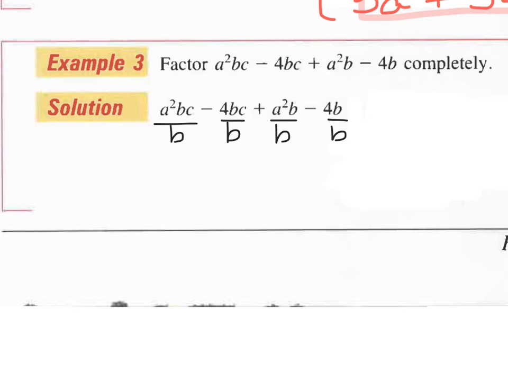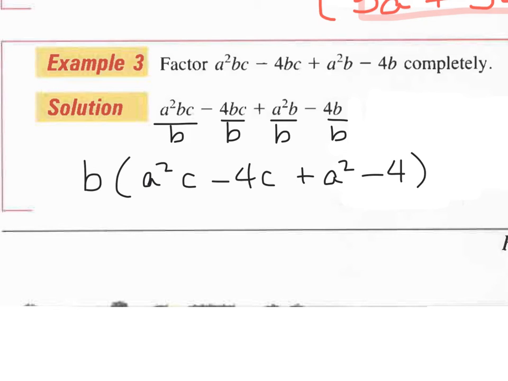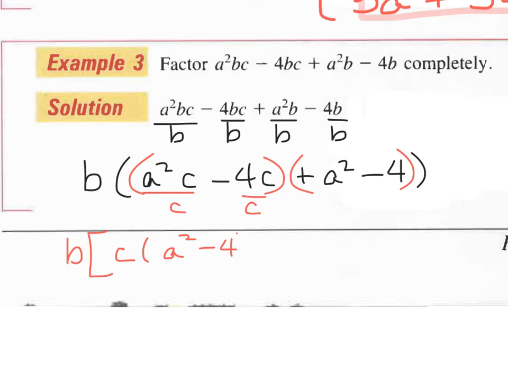There's no number, no coefficient in common, and no A isn't in common, and neither is C. So I'm going to go ahead and divide out the B, A squared C, and then minus 4C plus A squared minus 4. Now I can make my groups. So I could make a group that's right here and a group right here. My GCF of my first group is going to be the letter C. So C, and then what remains is A squared minus 4.